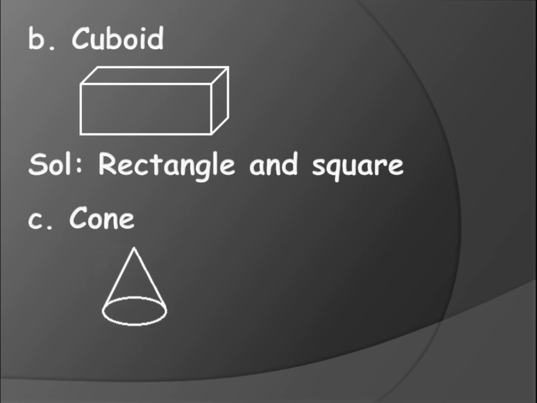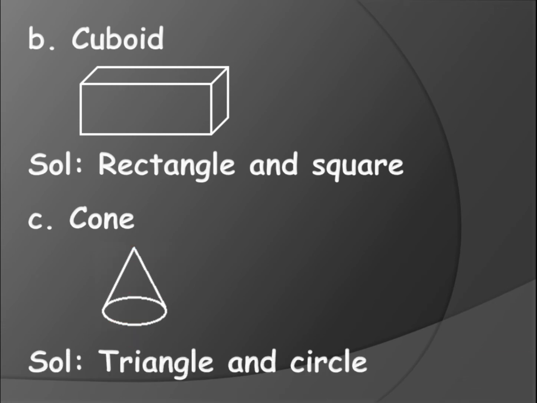Next, cone. This is your cone. You can take the example of a birthday cap or your ice cream cone. The cone ice cream is also in the shape of a cone. If you look at it, you can see a triangle here. So this is your triangle. And here you can see a circle, isn't it? So here you have to write triangle and circle. Those are the 2D shapes you can see in a cone.